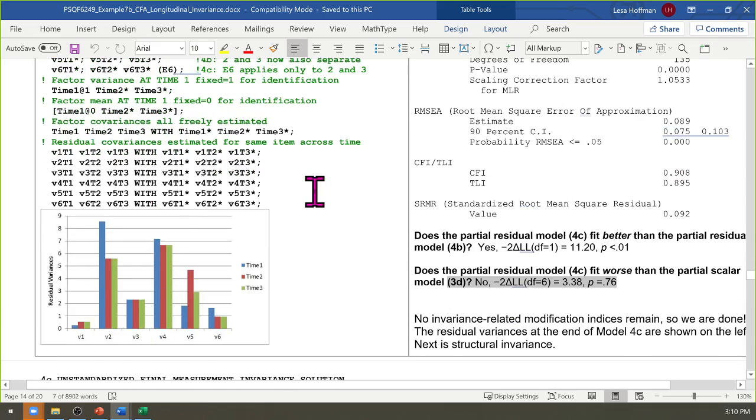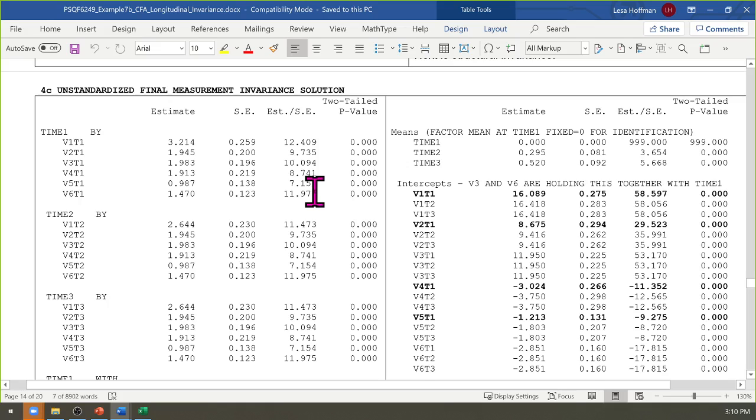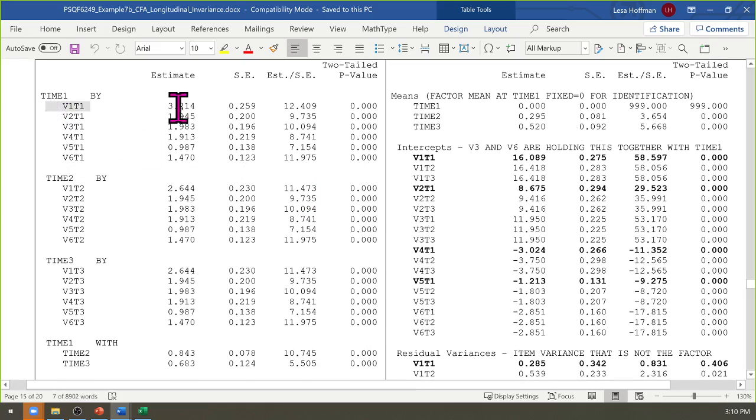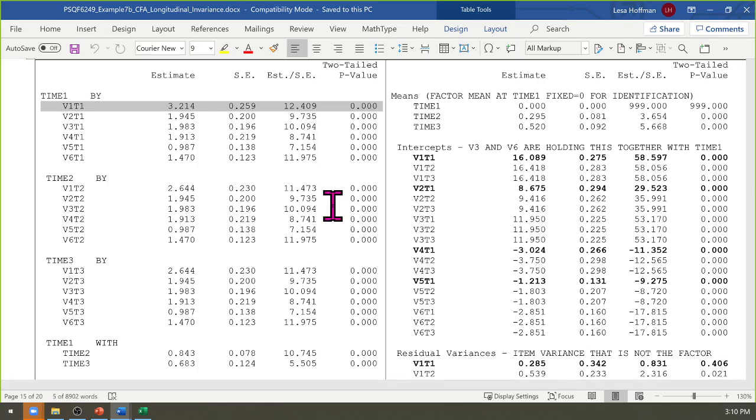So here's the final model that we go into at the end of the measurement invariance round of the tournament, where only one of the loadings is non-invariant. So that's the critical thing. We can say with some confidence that this trait is being measured the same way by these items. Item 1 is more related at time 1, but otherwise it's the same.